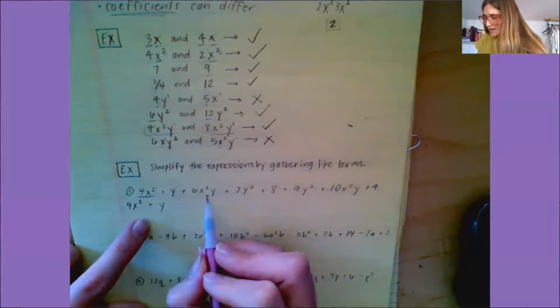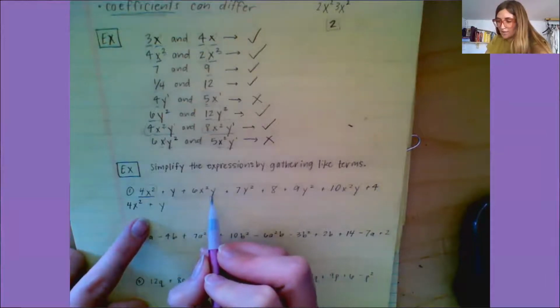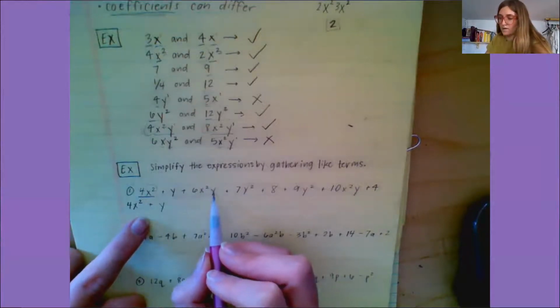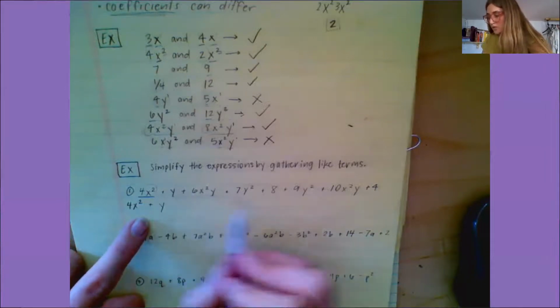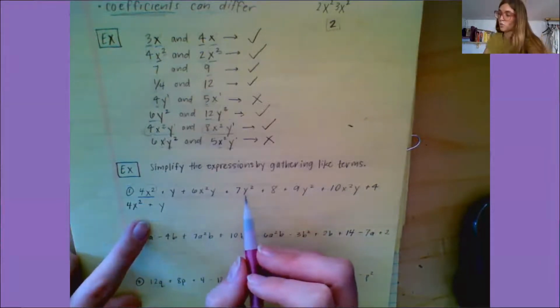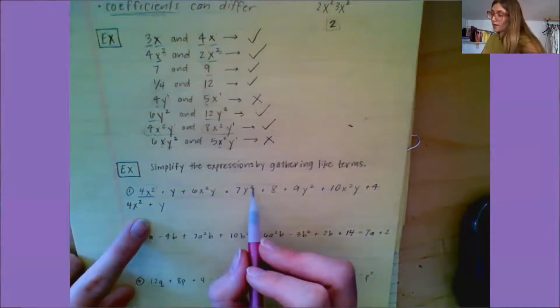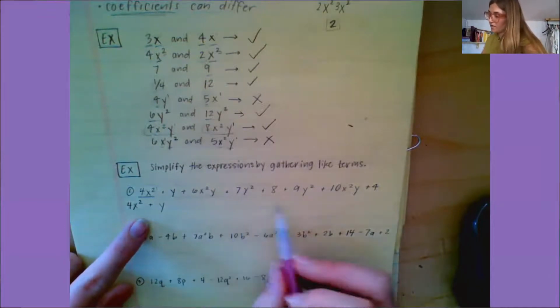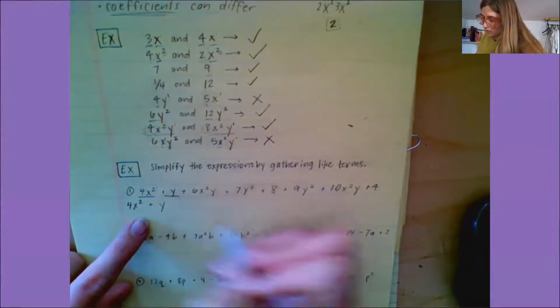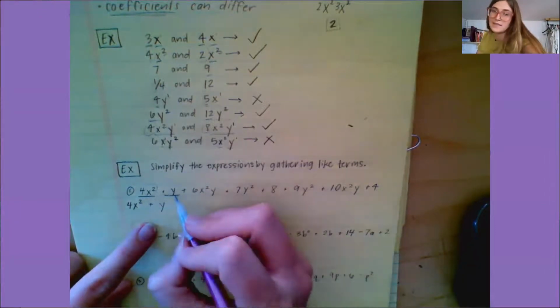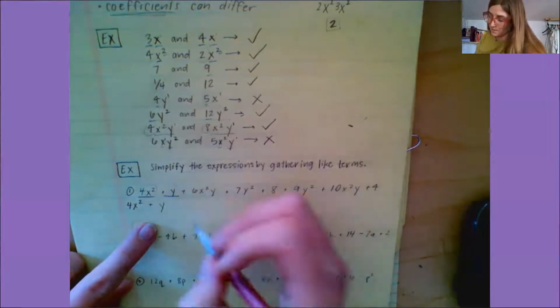I have a y here, but it's not just y on its own. It's x squared y. So that's not going to be a like term, so I can't combine those. Same with this. This is y still, but it's y squared, so I can't use that. Okay, so then let's move on. And I'm just marking these as I go so I make sure I don't miss anything.